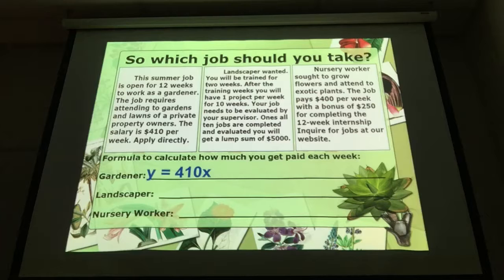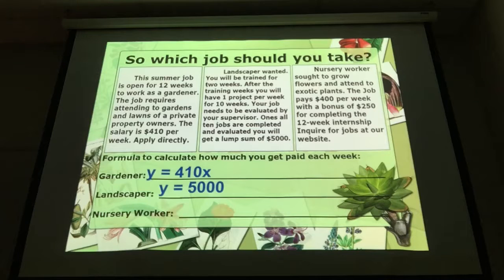Now, for the landscaping job, we wind up getting the big lump sum. So we don't even care about the weeks. You do know that it's a certain amount of weeks, but you'll get that at one time. And that one time, you're just going to go ahead and say, the price you make is $5,000.